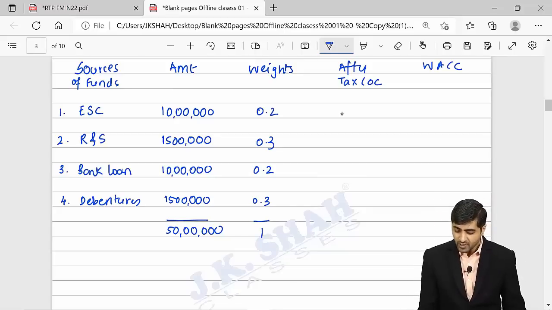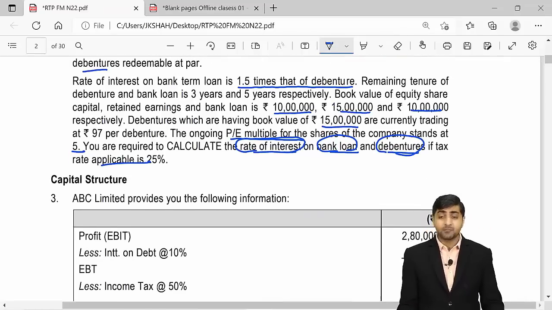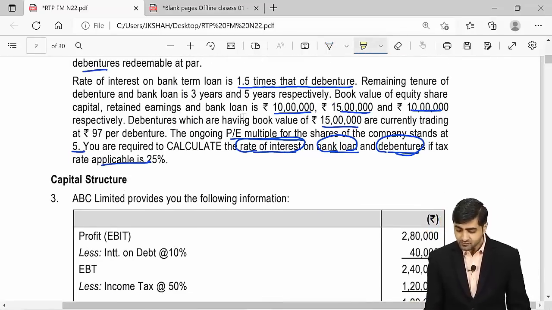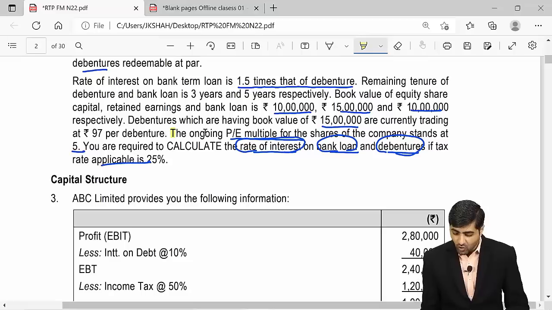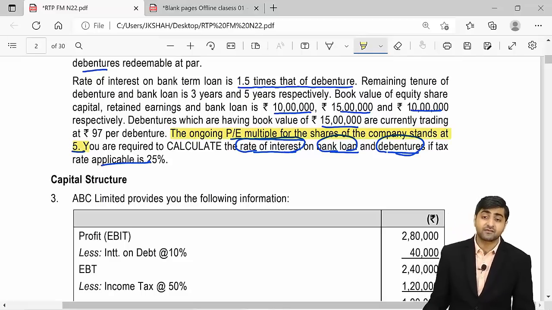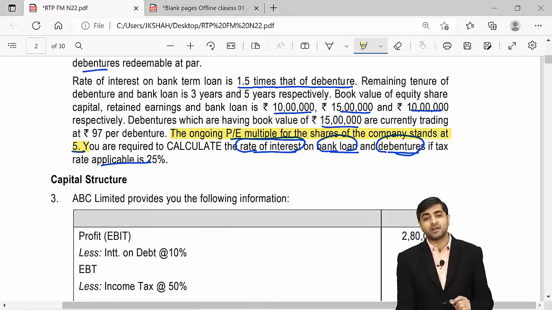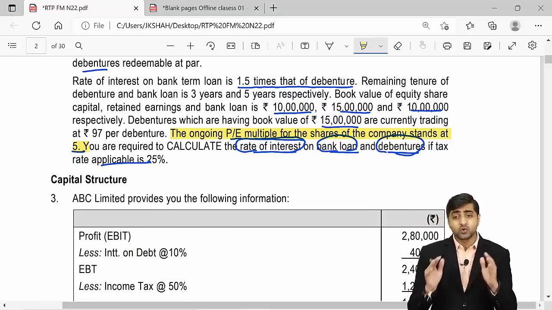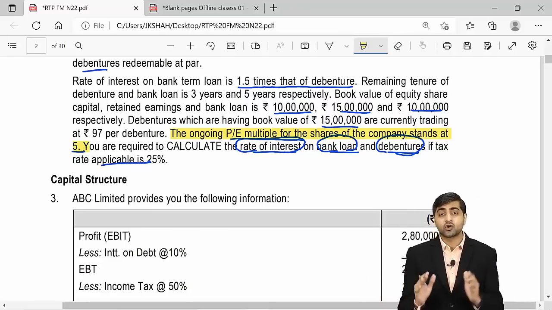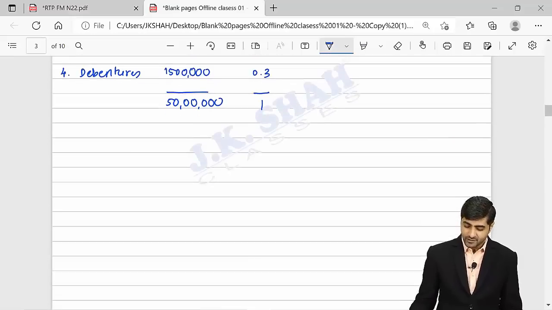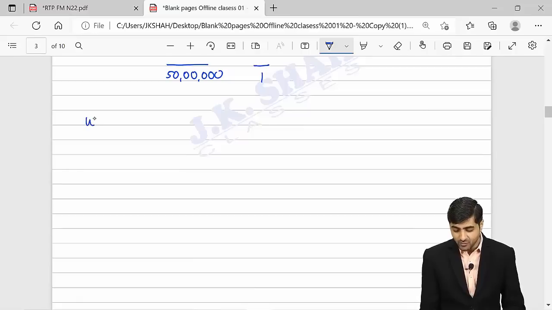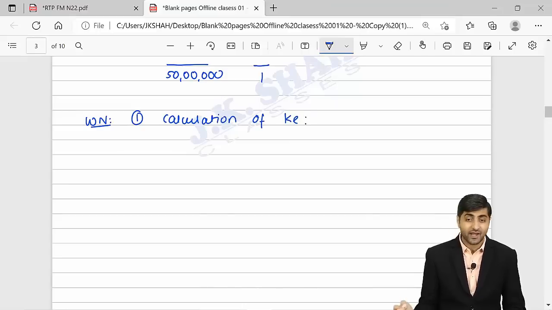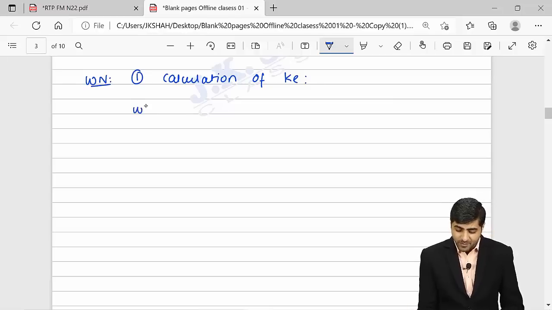So what about your cost of capital for your equity share and reserves and surplus? See guys, whenever PE multiple is available to us, in the question they have told you that the ongoing PE multiple for the share is 5. So we have the PE multiple available as 5 times. We can use the PE multiple to calculate your cost of equity. So how do you do that? Now I'll prepare your working note number 1, that is calculation of KE, cost of equity.